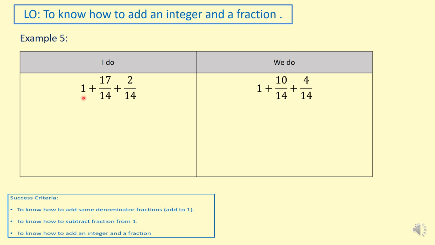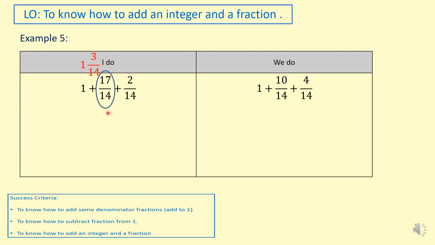The first two are 1 and 17 over 14, but because I'm dealing with a whole number and an improper fraction, first of all I need to look at the improper fraction and write it as a mixed number. To write the improper fraction as a mixed number, how many times does 14 go into 17? Once, 1 whole, and the remainder is 3 over 14, and the denominator stays the same. So changing that to a mixed number, you get 1 whole, 3 over 14.